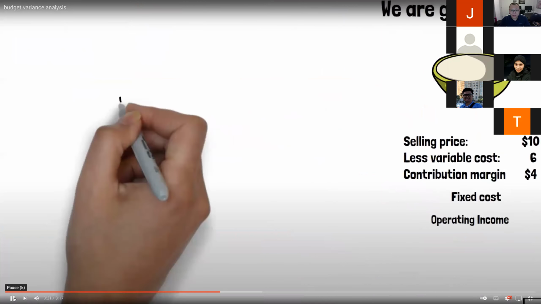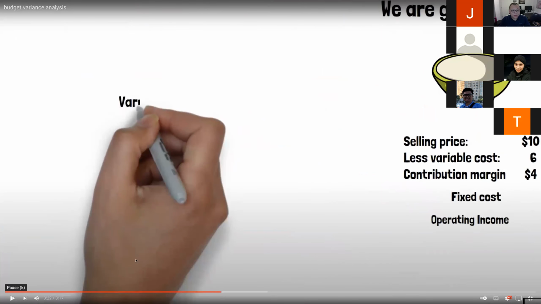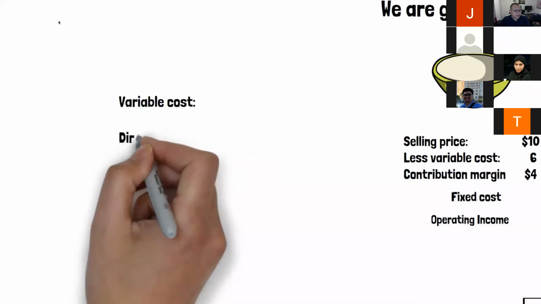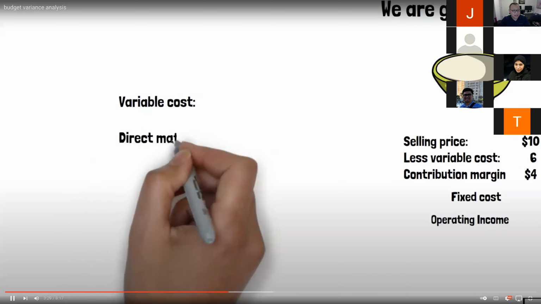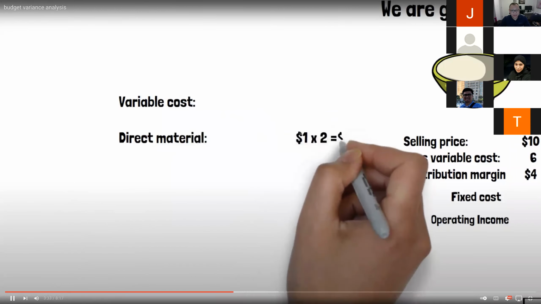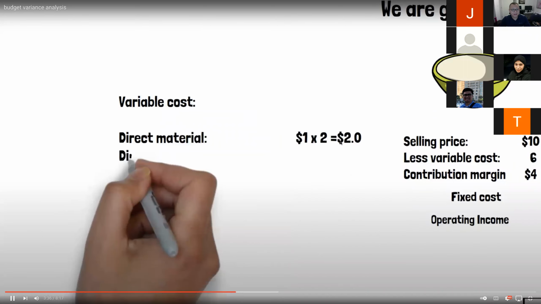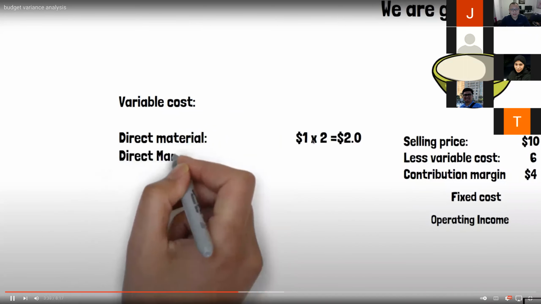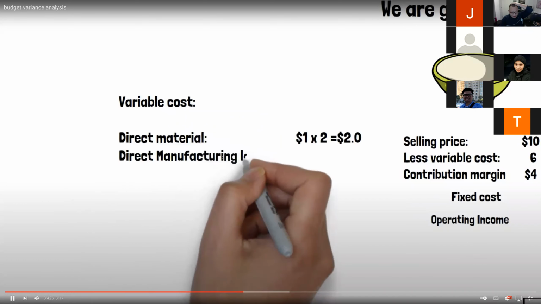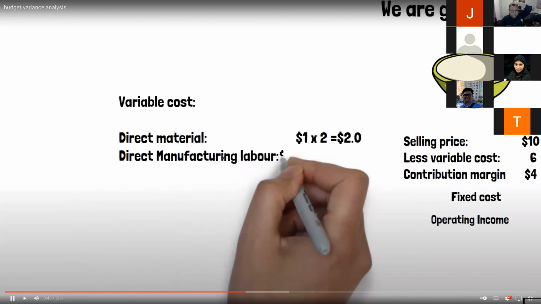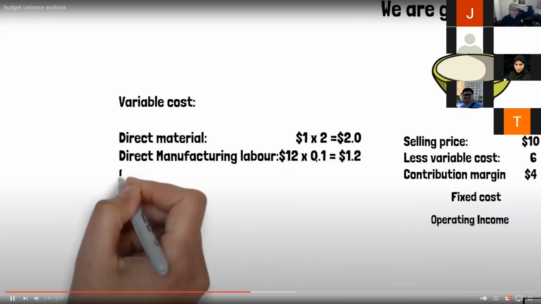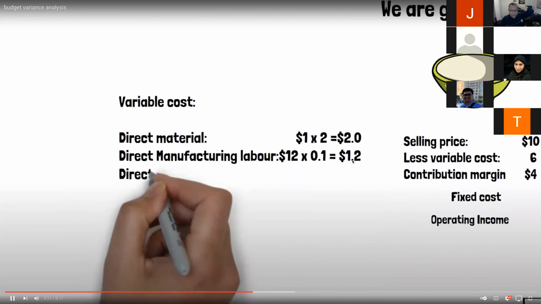So before that, we need more information. We want to see what the components of the variable cost are, right? So we know variable cost has direct materials. Suppose that's $2, okay, $1 times 2 units. Direct manufacturing labor cost, that's $12 per hour times 0.1 hours. So $1.2.